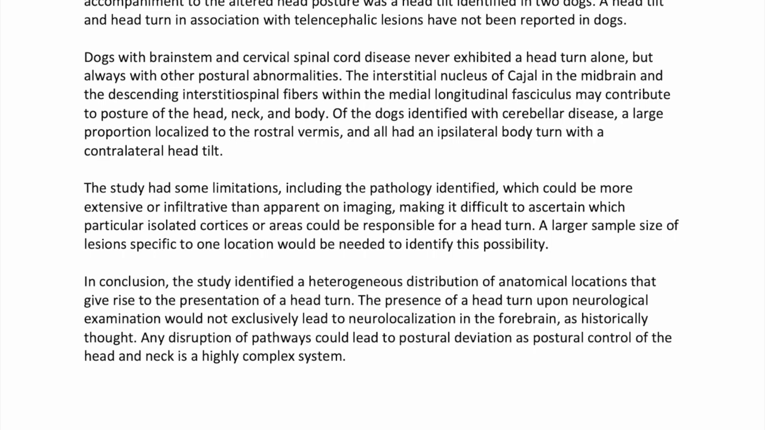The study had some limitations, including the pathology identified, which could be more extensive or infiltrative than apparent on imaging, making it difficult to ascertain which particular isolated cortices or areas could be responsible for a head turn. A larger sample size of lesions specific to one location would be needed to identify this possibility.